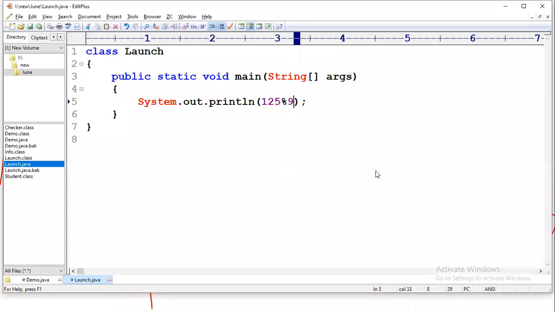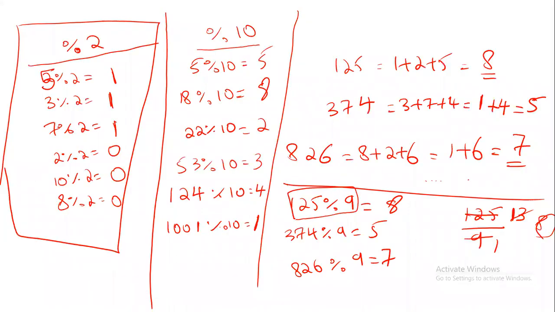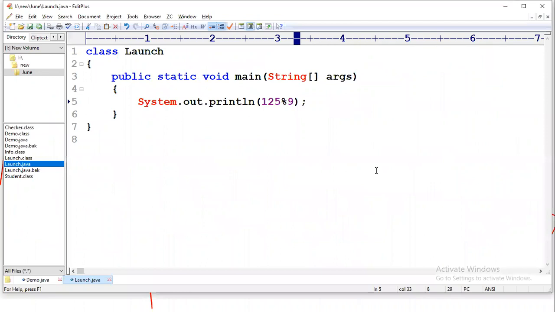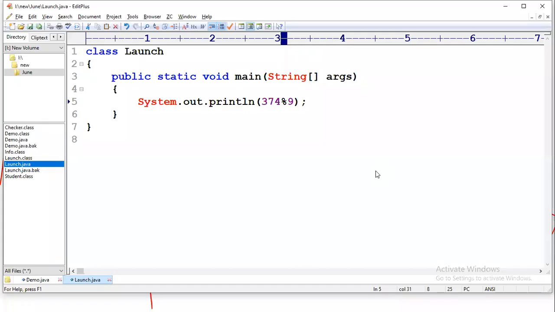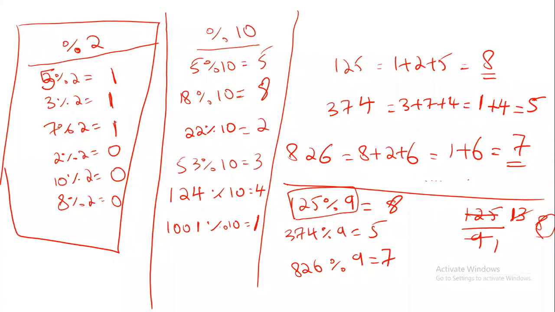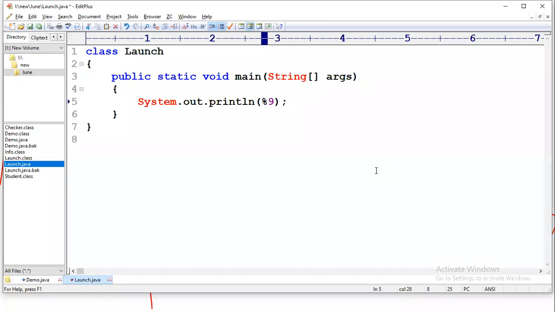Let's see one more thing. That is 374 modulus 9, the answer should give me 5. Let's see this. The answer is 5. Okay. So we'll see one more thing, that is 826 modulus 9.